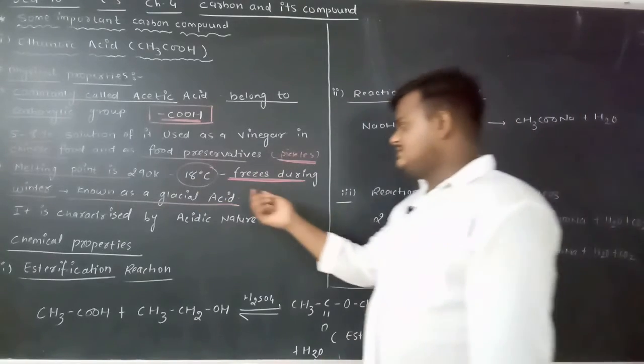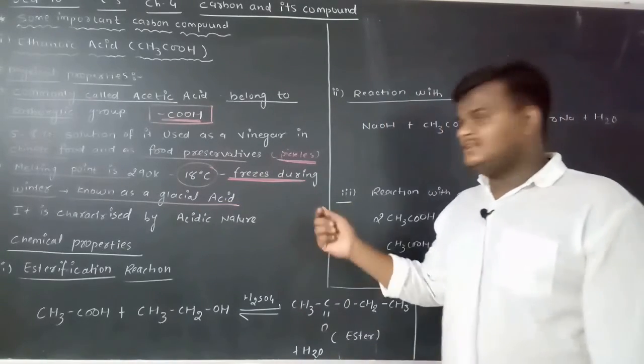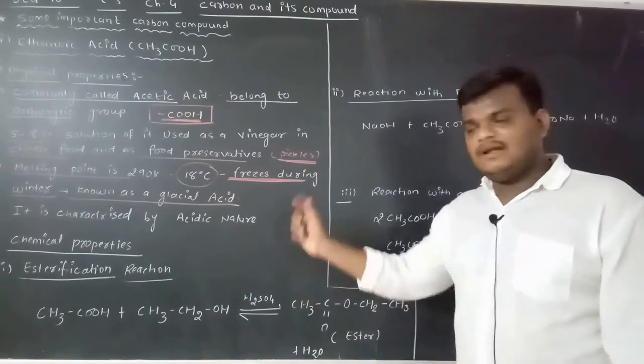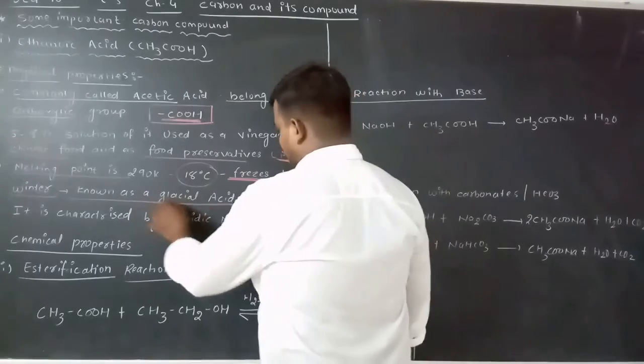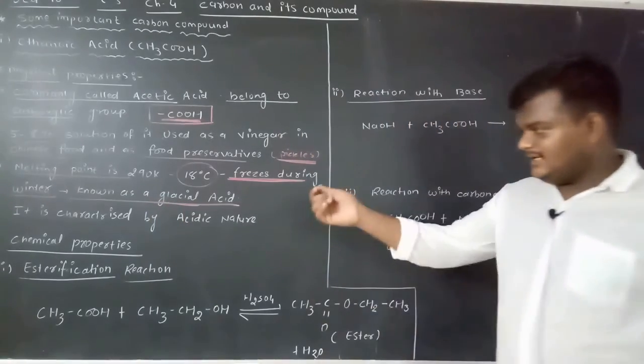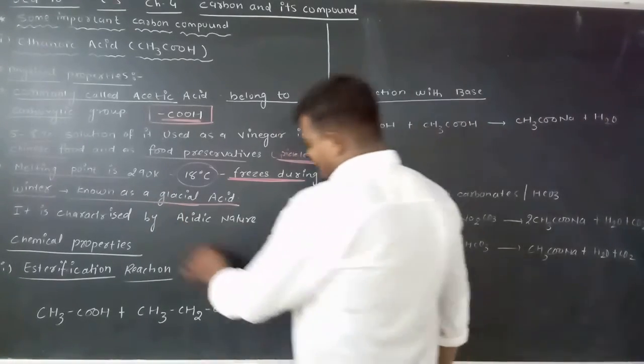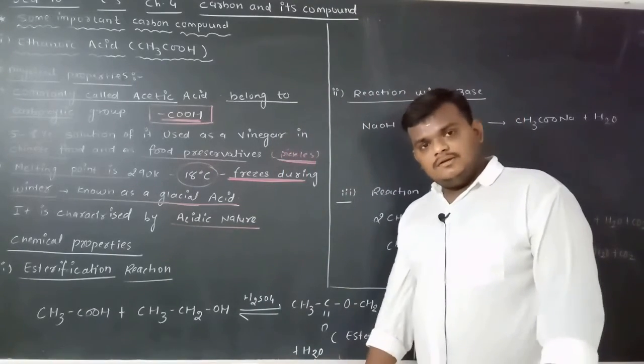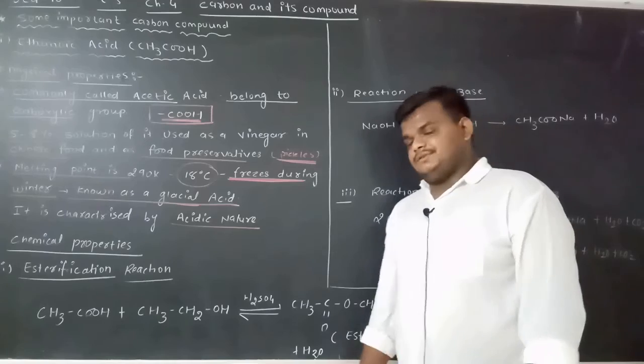Why? Because it freezes down there, and if it freezes, then it is known as glacial acid. That's why it is also known as glacial acid. It is characterized by its acidic nature. So it is an acid, a carboxylic acid. So it has acidic nature.